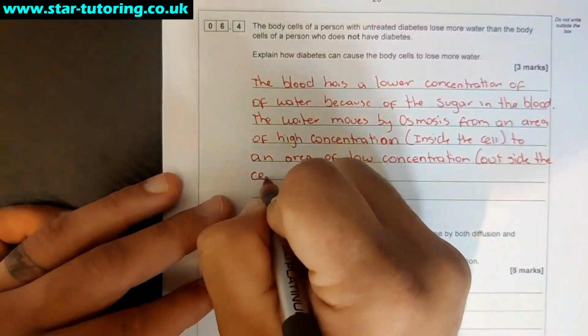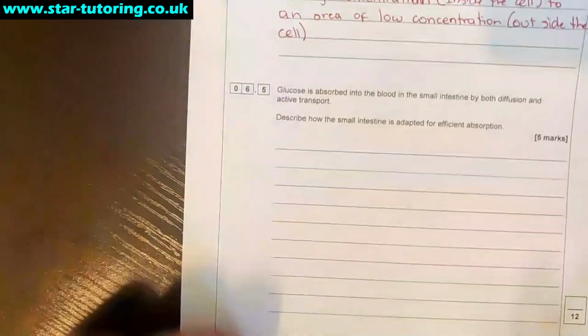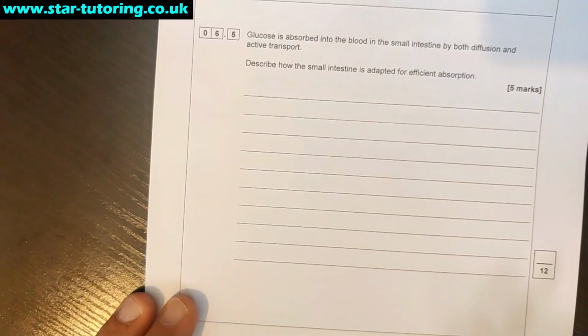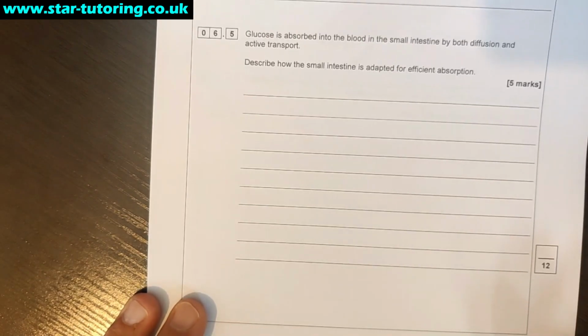There you have it. Bosh. Question 6.5. Glucose is absorbed into the blood in the small intestine by both diffusion and active transport. Describe how the small intestine is adapted for efficient absorption.